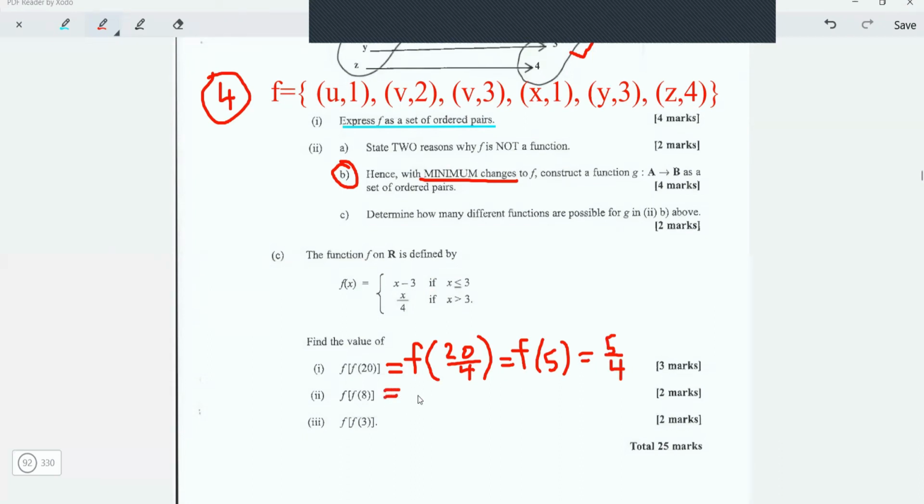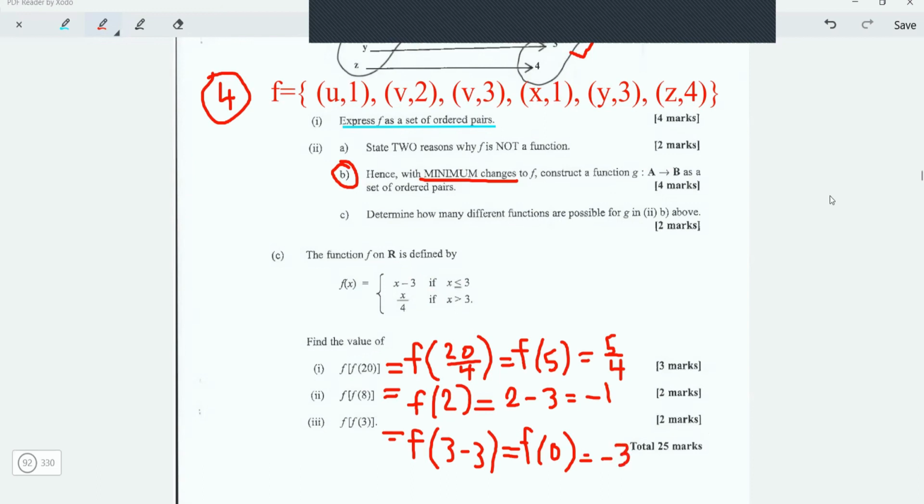The next one says f(f(f(8))). To get f(8), 8 is bigger than 3, so we put it in here to get 8 over 4, which is 2. That's f(8). Then we'll find f(2). But 2 is less than 3, so put it in the first one to get 2 minus 3, which is -1. Then f(f(3)): when x is less than or equal to 3, we'll put it in the first one, 3 minus 3. 3 minus 3 is 0. So it works out to be f(0). And f(0) is 0 minus 3, which is -3. All right, and that's that, -3.